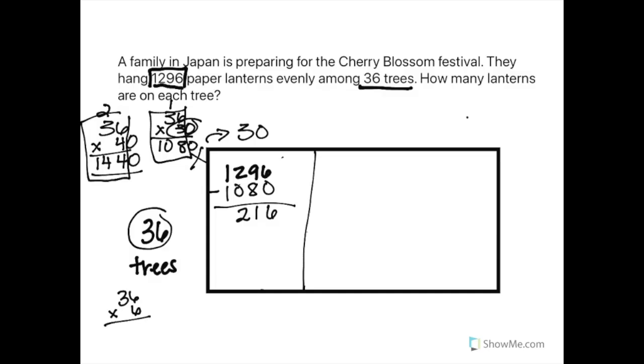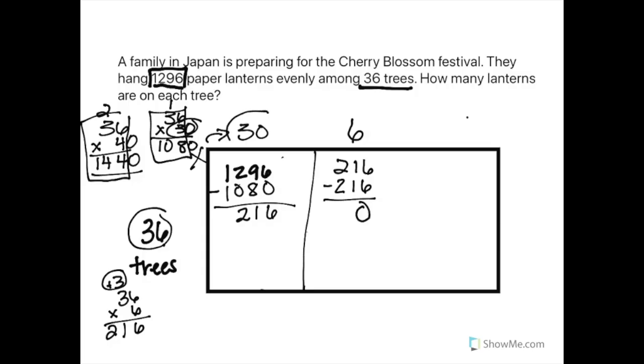So 6 times 6 is 36. Carry the 3. 6 times 3 is 18 plus the 3 right here. 19, 20, 21. Oh, look at that. It gets me 216. So I'm going to bring this 216 over to this box. I'm going to multiply 36 times 6 to get 216. I'm going to subtract it, and I have 0 remaining.